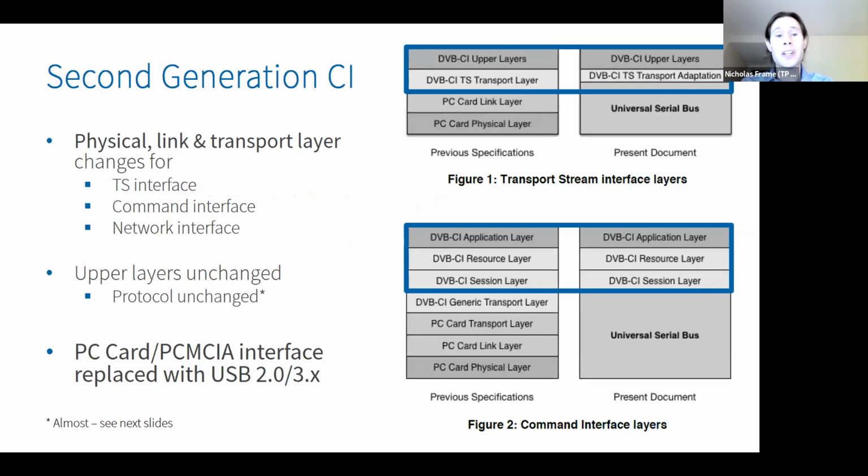So, second generation common interface: what changes? Well, the most interesting thing is actually what doesn't change. The application, resource, and session layers are the same. Now you'll note there is a little asterisk next to the word unchanged, so I will go into detail as to what that is, but for the vast majority of it, there is no change. So this is a great benefit to implementations, because existing implementations can be leveraged for both interfaces. But of course, the physical link and transport layers are impacted with this move from PCMCIA to USB.